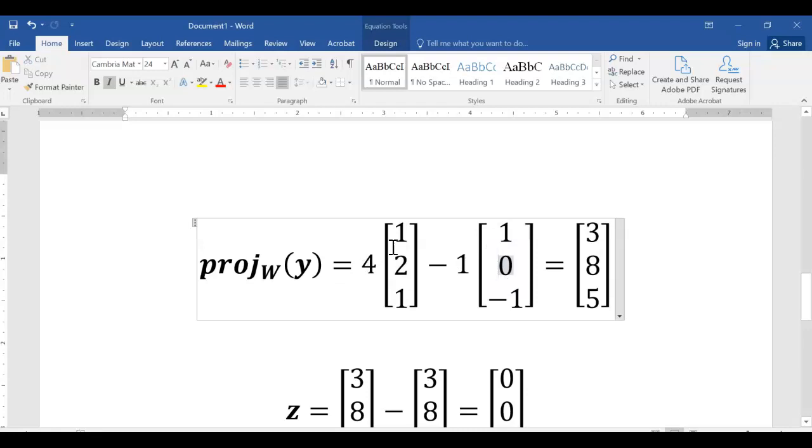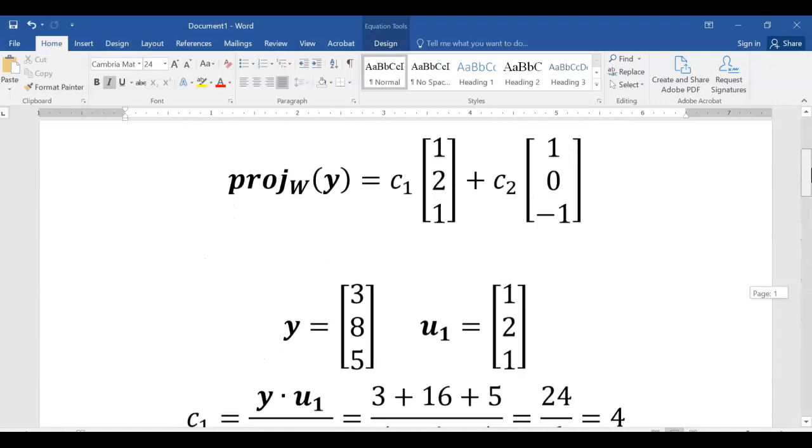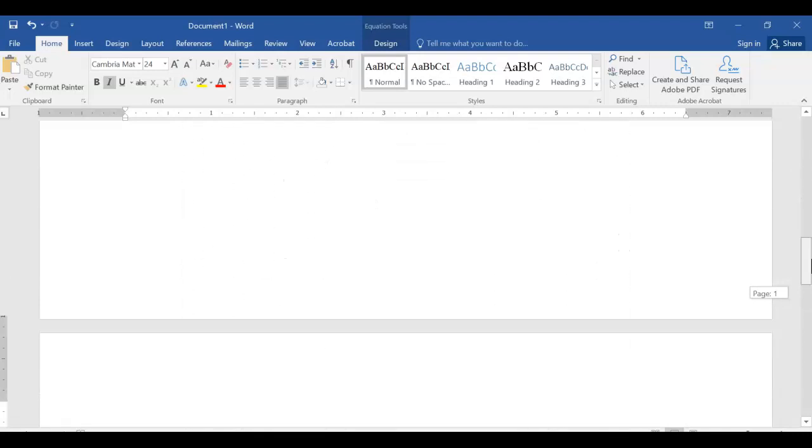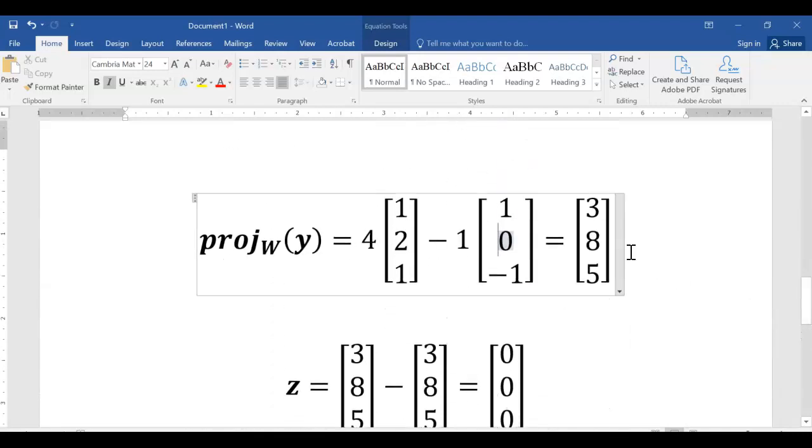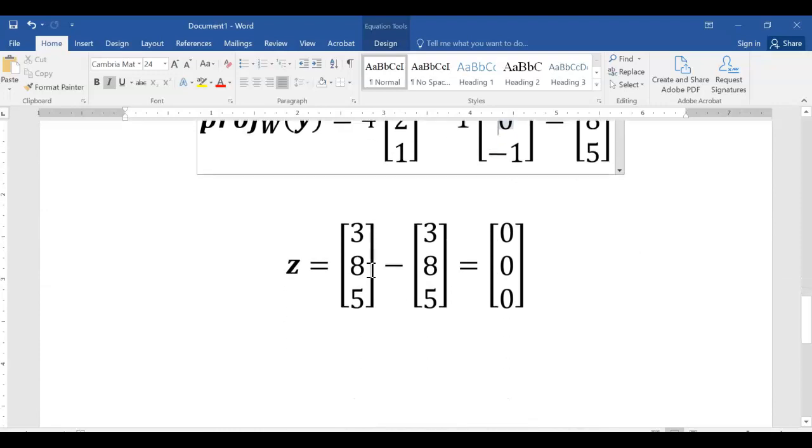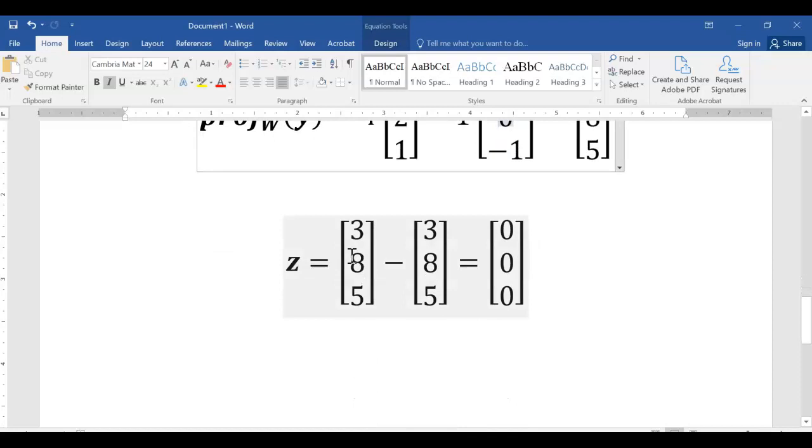When you calculate that, 4 times 1 minus 1 times 1 gives me a 3. 4 times 2 is 8, minus 0 is 8. And then 4 times 1 is 4, minus 1 times minus 1 is a plus 1. So 4 plus 1 is 5. Now that's kind of a strange thing. My projection of 3, 8, 5 onto W came out as 3, 8, 5. And my Z, well, my orthogonal component would just be 0, 0, 0.